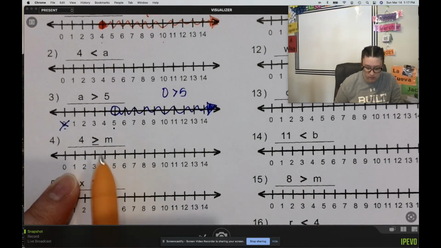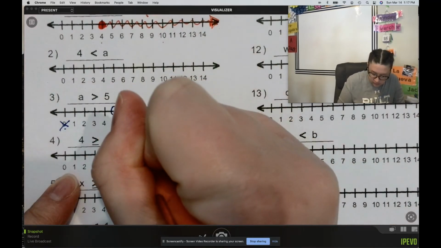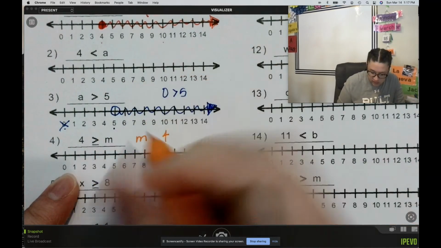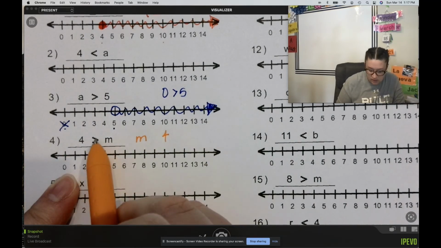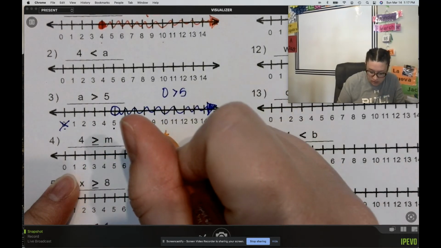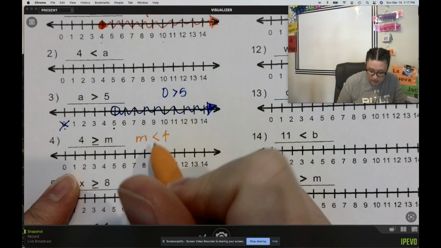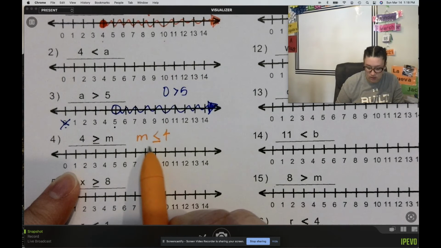Let's do this one here. 4 is greater than or equal to m. Let's rewrite it so we have that variable first. Because my number and my variable switch places, or flip-flop, my sign's going to flip-flop. So it should be open to the 4, pointing to the m. I've got my line underneath. So m is less than or equal to 4.